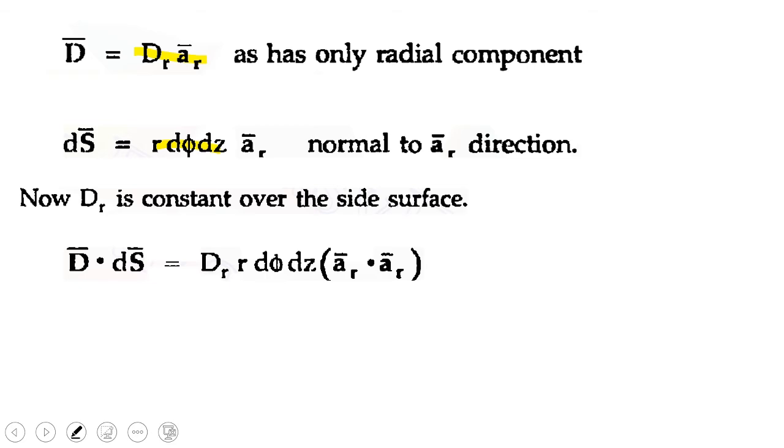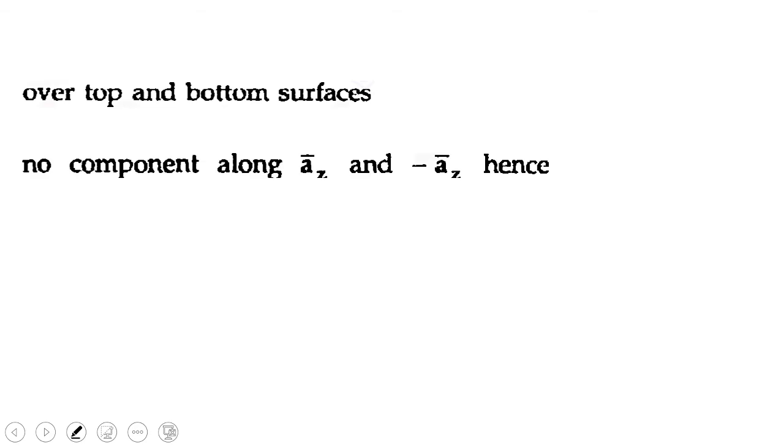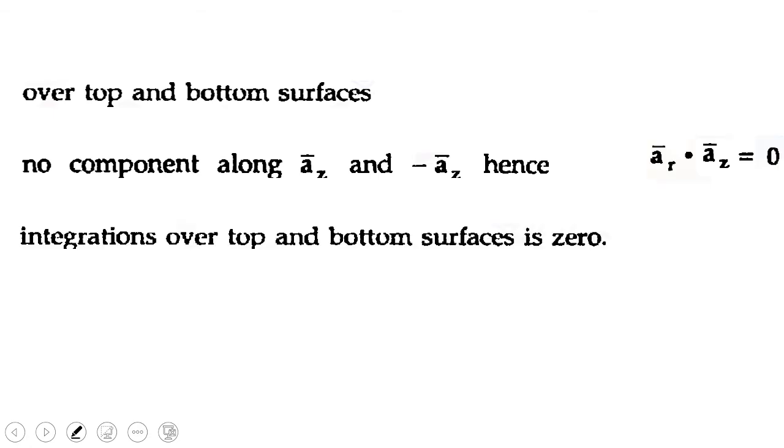Previously in 12th you have studied that any unit vector dot unit vector is equal to 1. So a_r vector dot a_r vector is equal to 1. Applying this here, you will get 1. So you will get D vector dot dS vector is equal to D_r r dφ dz. For the top and bottom surface, no component is along a_z and minus a_z. So top is a_z and bottom is minus a_z. Hence, integration over top and bottom surface will be 0.